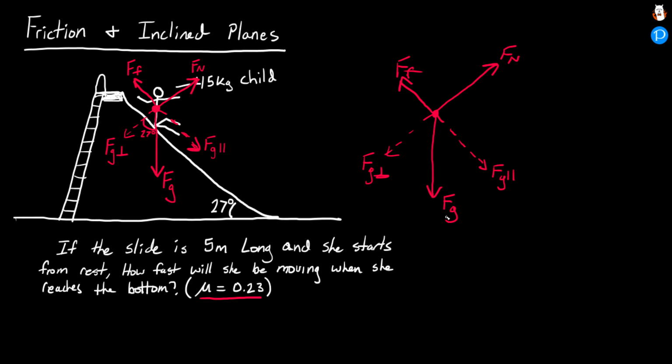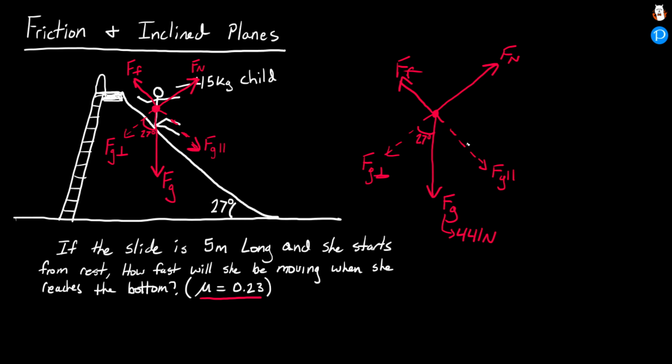Well, we know that for gravity, that's going to be 9.8 times the mass of the child, 45 kilograms. If I did 9.8 times that, we're going to get 441 newtons. So now I know the force of gravity pulling down this way. Now, if I know this angle is 27 degrees, we can actually figure out the amount of this force here and this force here.